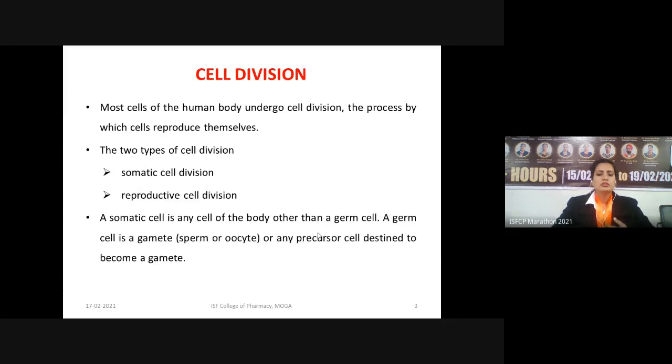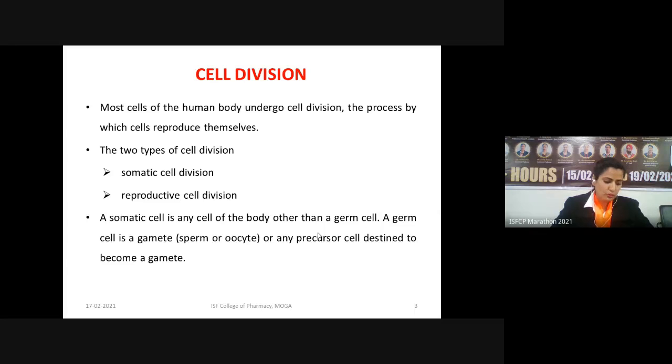So starting with cell division, almost all cells of our body undergo cell division because it is the process by which the cells reproduce themselves, or a cell makes copies of itself. In simple terms, we can say that cell division is the process by which a parent cell divides into two or more daughter cells. These daughter cells are similar to the parent cell. The parent cell is the cell which undergoes division, and it makes exactly similar copies of its own.